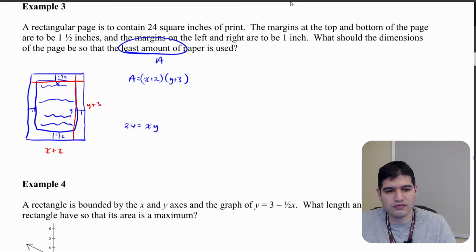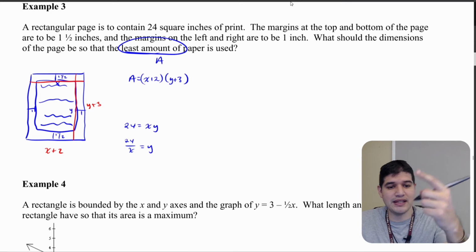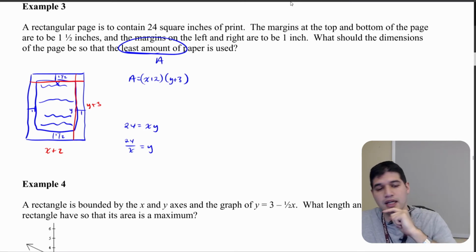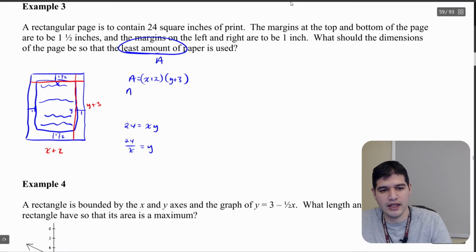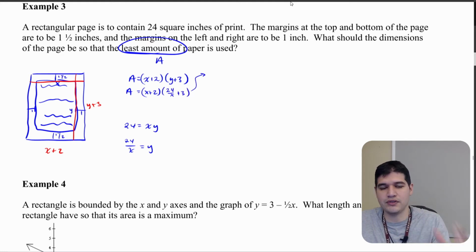So I can solve for one of those variables. Let me solve for Y here. I'm going to get 24 divided by X equals Y. So now I'm going to make that substitution up into that equation above. So A equals X plus 2 times 24 over X plus 3. So now what do I want to do with that? Well, I want to find the derivative because my goal is to minimize this.